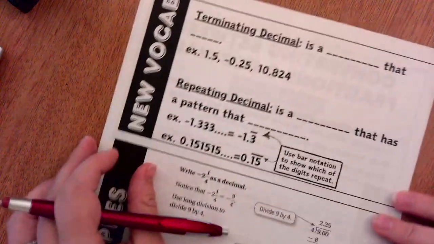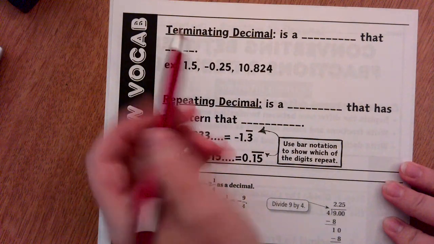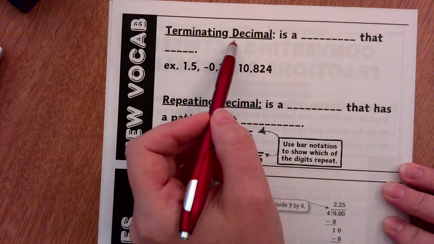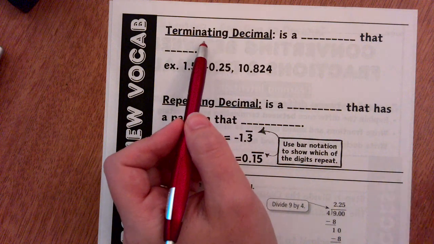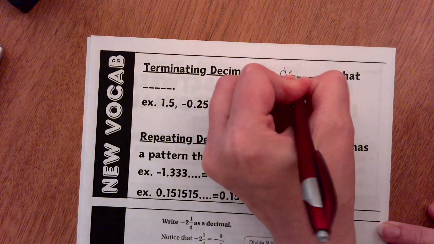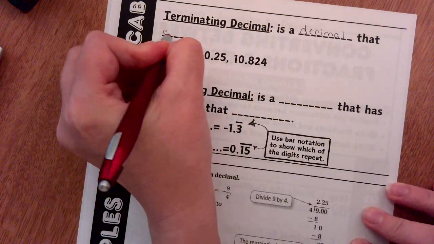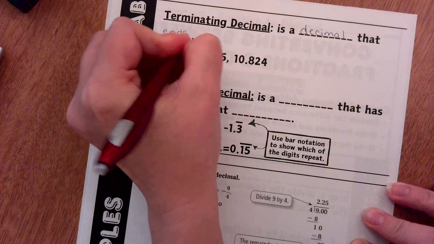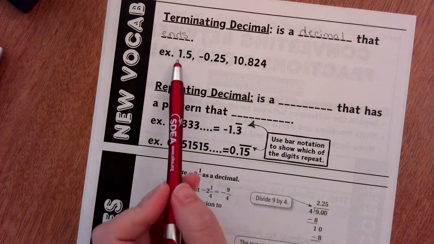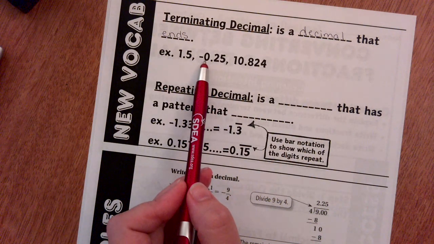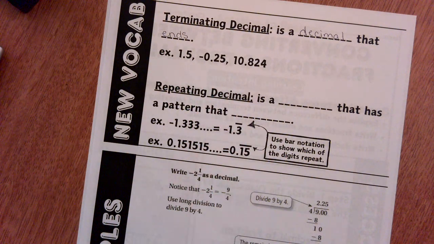So we have some new vocab to learn this week, terminating decimal and repeating decimal. So terminating decimal, if you know what terminating means, terminate means to end. Terminating decimal is a decimal that ends. Pretty simple, right? Here's some examples of terminating decimals: 1.5, negative 0.25, and so forth and so on.